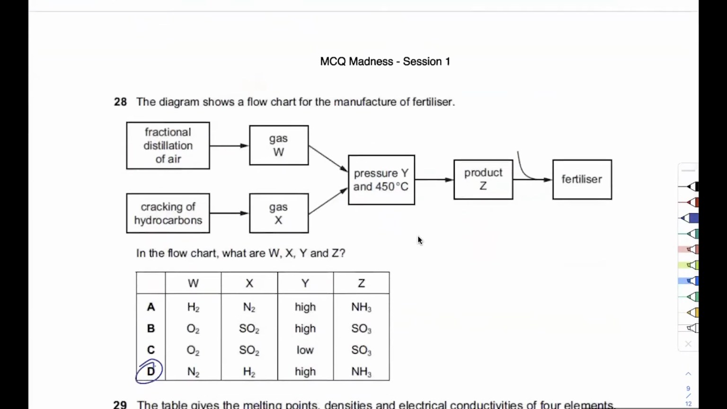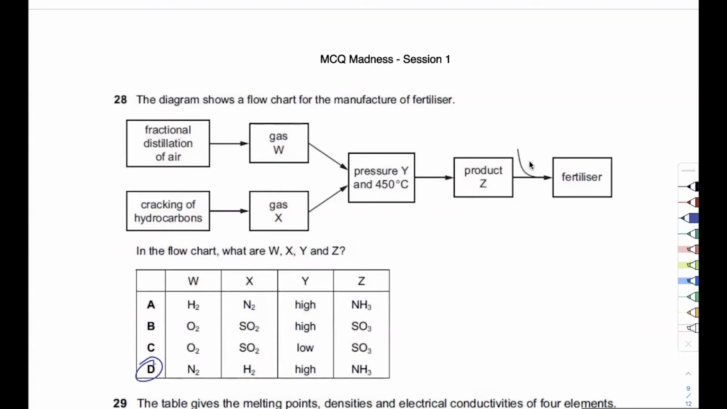By the way, can you think of something that we can add to ammonia to make fertilizers? Calcium carbonate. I'm sorry? Calcium carbonate. I'm sorry, can you type that in? Because I can't understand your voice.